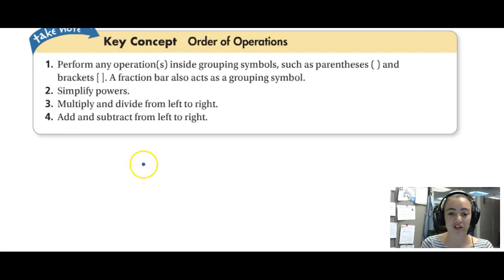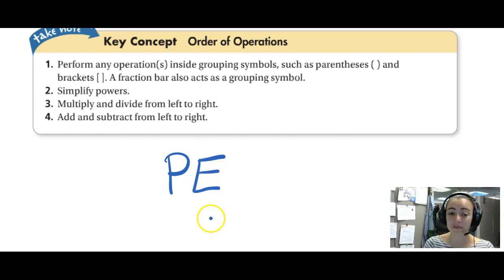So what you're going to do is solve operations inside grouping symbols first. That would be parentheses, brackets, or a fraction bar. So grouping symbols first. Then you're going to simplify powers. That's making sure that if you ever see an exponent, that little number at the top, you work on simplifying that next.